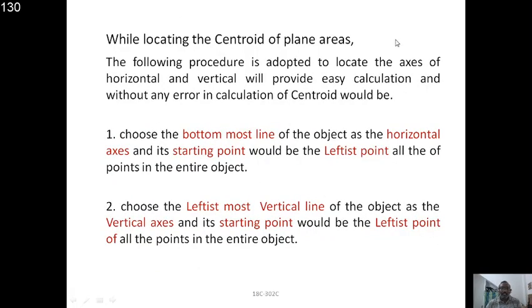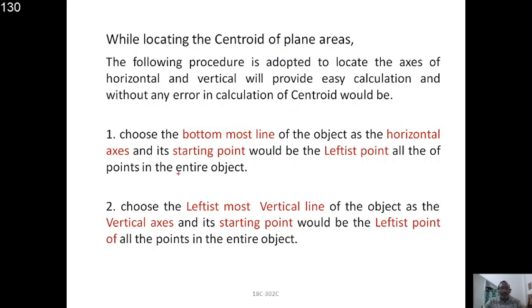While locating the centroid of plane areas, the following procedure is adopted to locate the axes, horizontal and vertical. It will provide easy calculation and no error in the calculation of the centroid. So what is going on? Please follow this simple procedure to locate the horizontal and vertical coordinates.